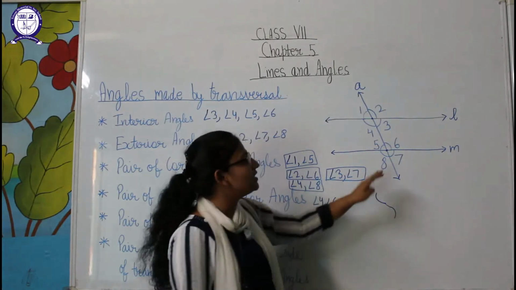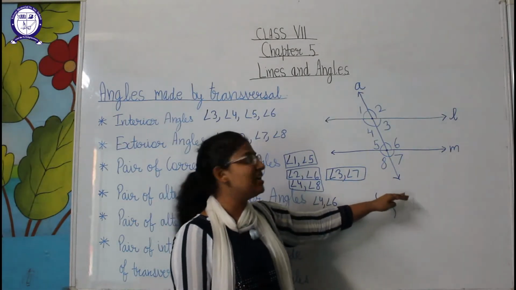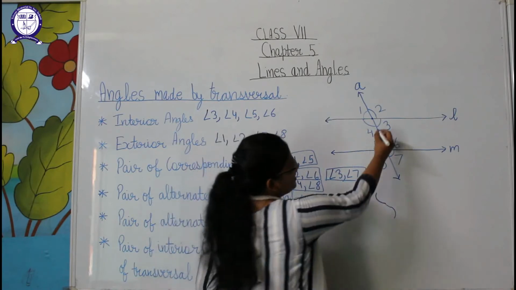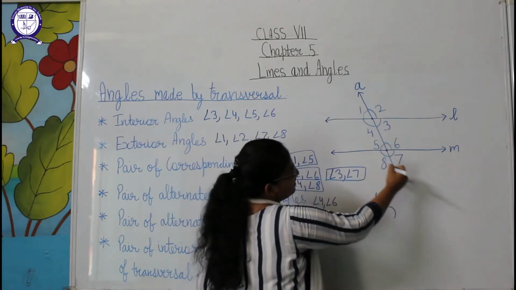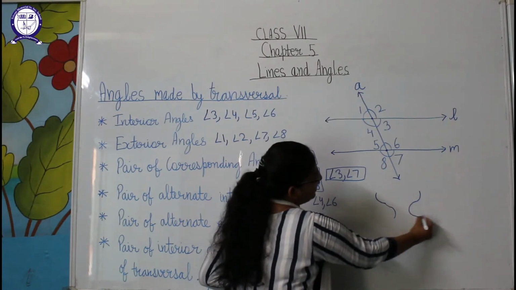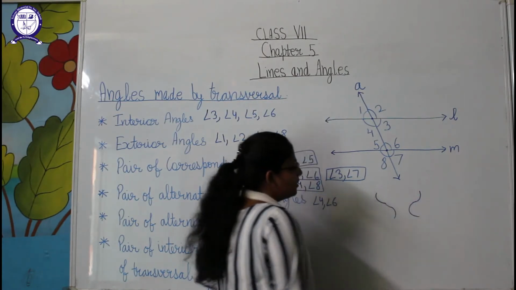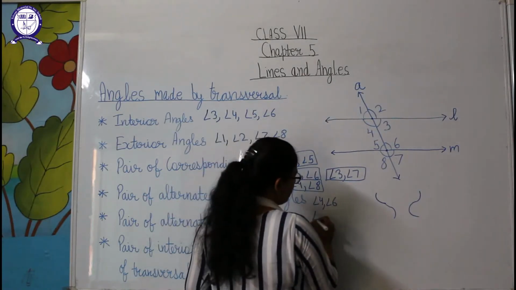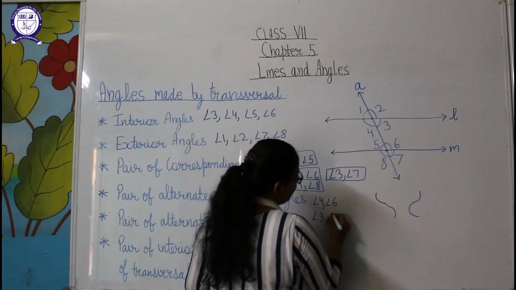Now can you tell me another pair of alternate interior angles? Yes, angle 3 and angle 5. They are forming like this. Angle 3 is like this and angle 5 is like this. So angle 3 and angle 5 are also a pair of alternate interior angles.